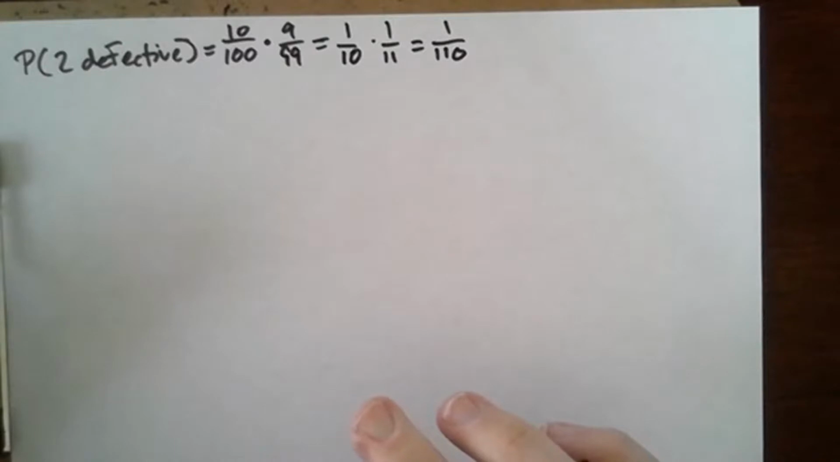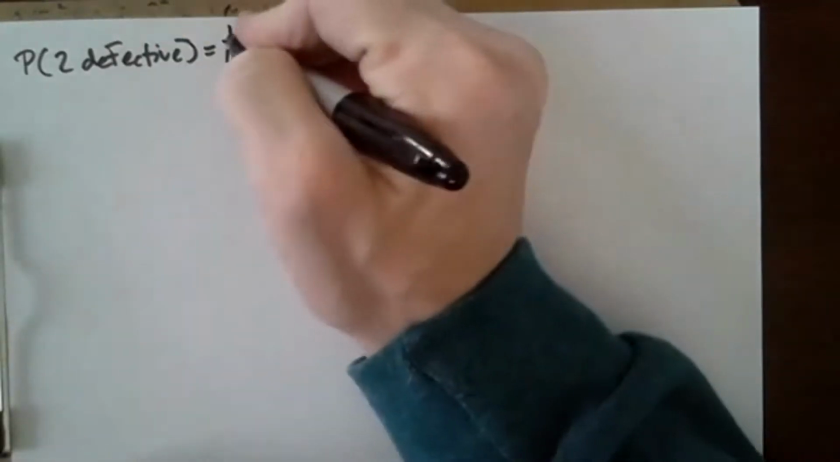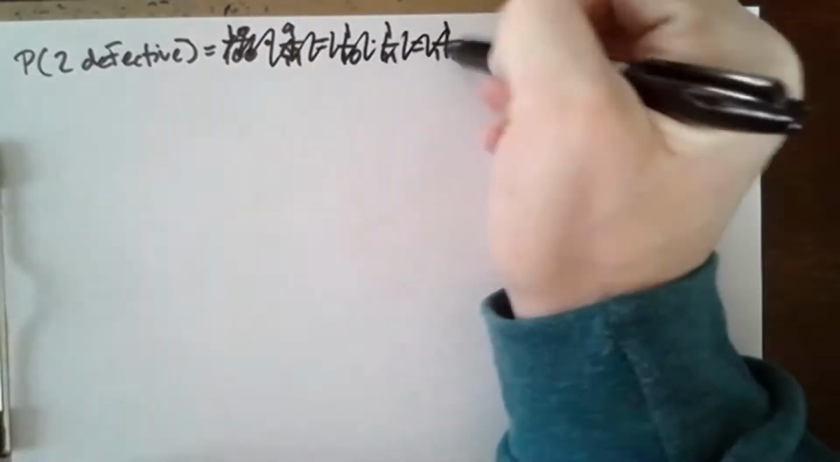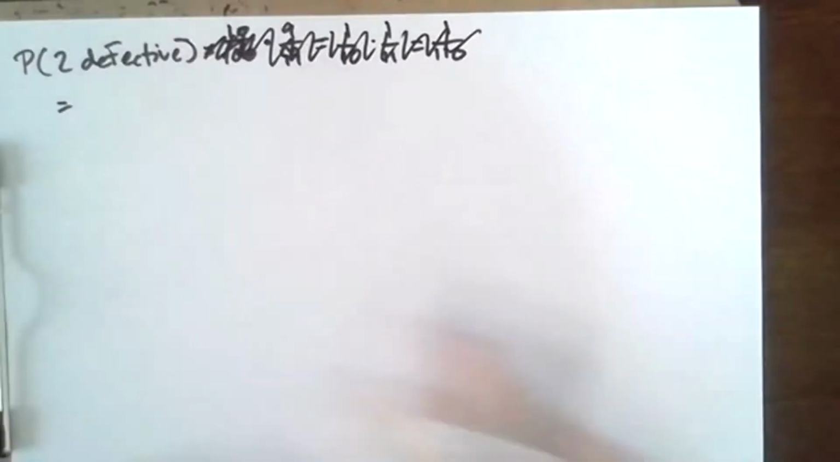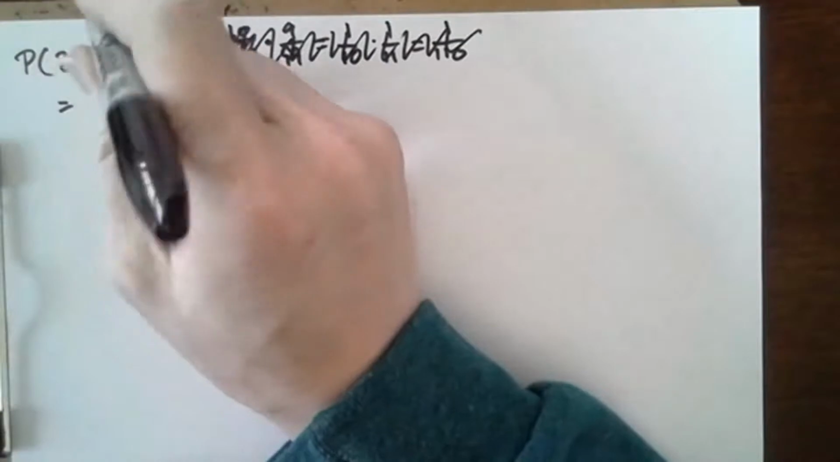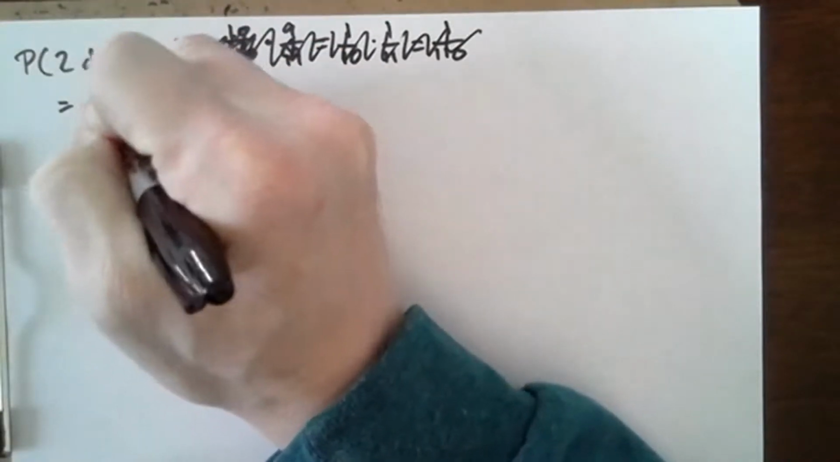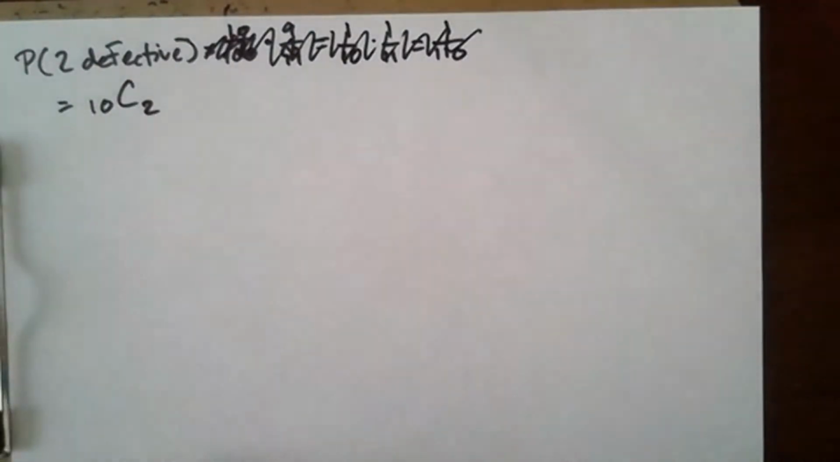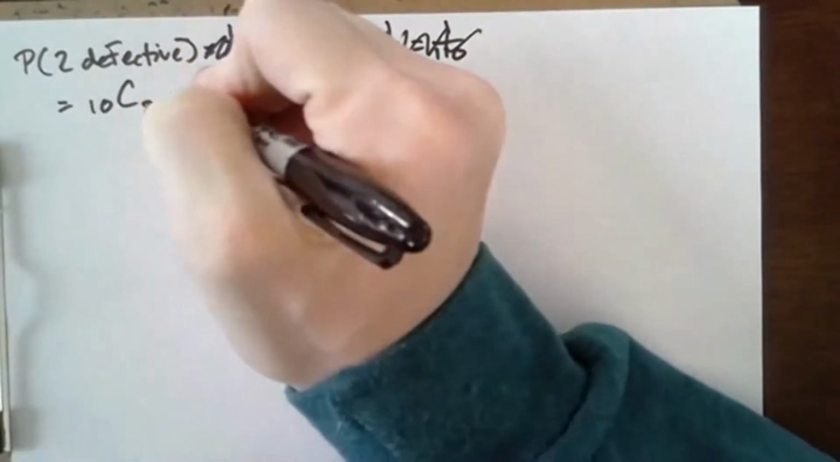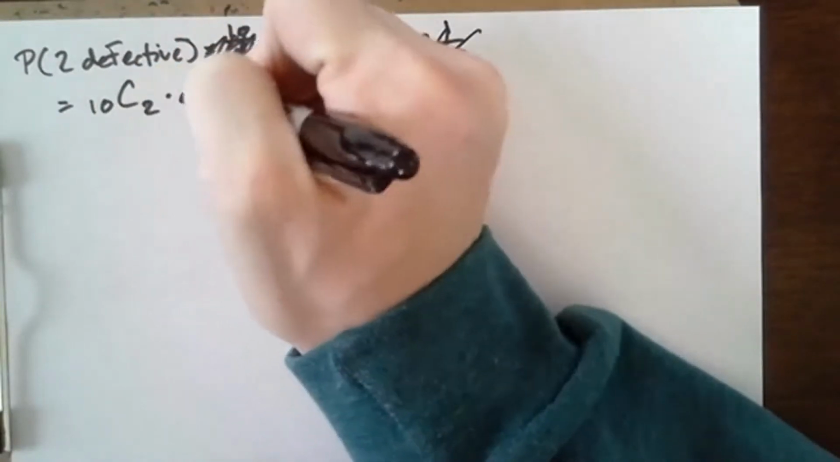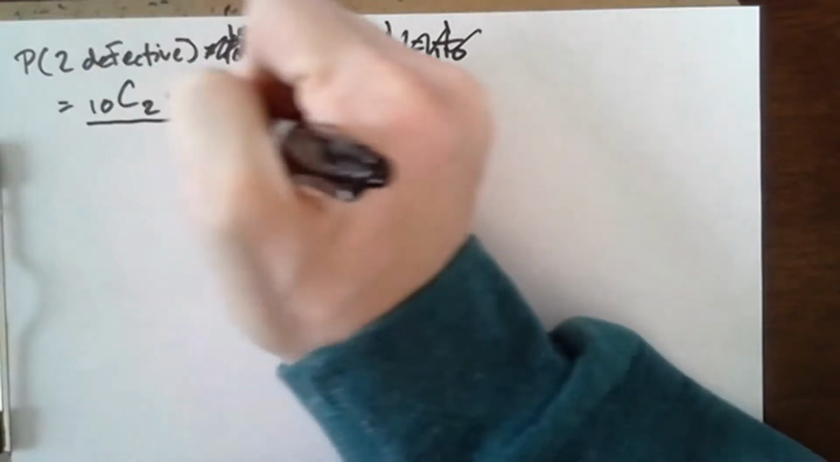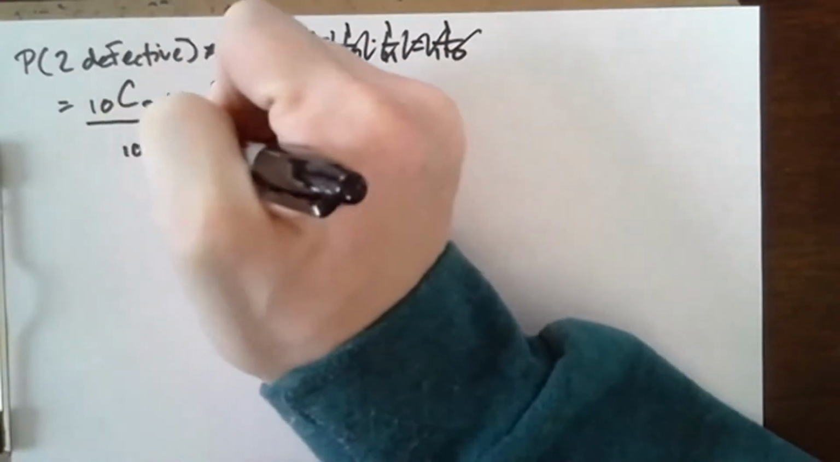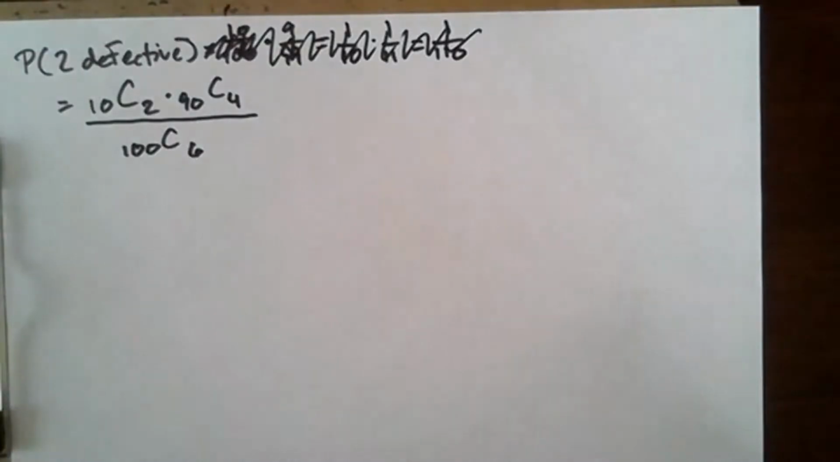The book doesn't like the way I'm doing this one, so we're going to change this up a little bit. Okay, so instead of doing it that way, my methods worked for the other problems, but this one we're going to do something a little different. We're going to do this as 10 choose 2, times 90 choose 4, over 100 choose 6. That is, we want to pick 2 of the bad disks, 4 of the good disks, and 6 disks total.